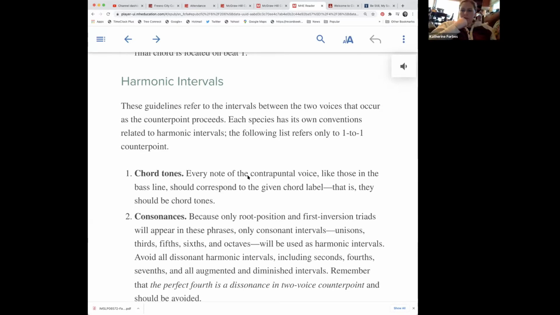Guidelines refer to the intervals between two voices. Okay, so these guidelines refer to the intervals between the two voices that occur.